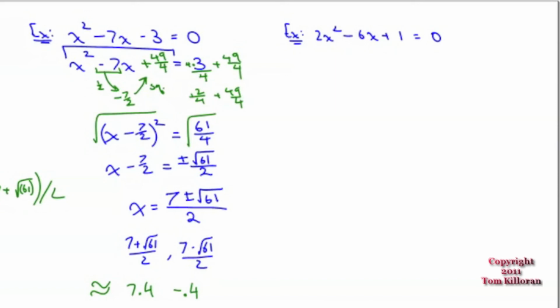Why is this harder? What's different? The 2. You cannot have a lead coefficient of 2 because completing the square is based on a lead coefficient of 1. So we have to get rid of the 2. So how do we get rid of it? We're going to divide it away.